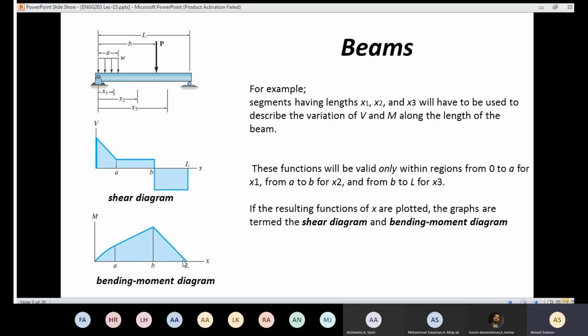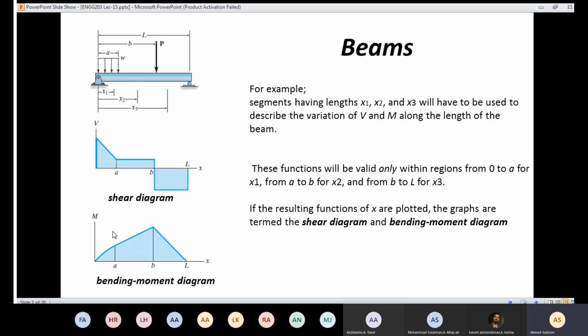So what we need to do is develop equations as a function of x, and then we are going to draw the shear diagram and the bending moment diagram. Now, as a designer, I can see the variation of the shear. I know that here I have a high value for the shear. Here the value of the shear is going to decrease, and I know that the value of the shear here is negative. So using that diagram, as a designer, I'll be able to design the beam.